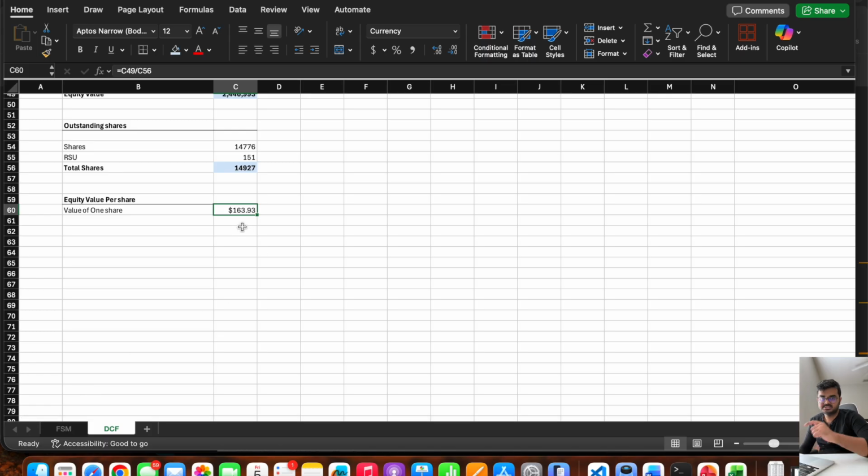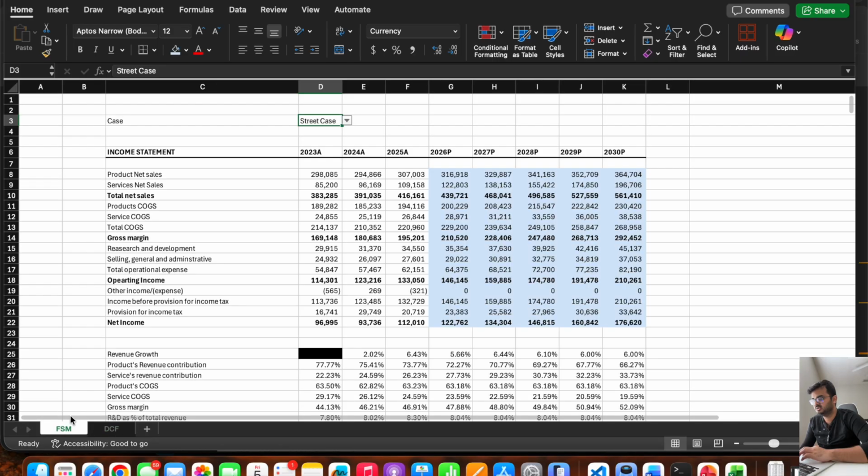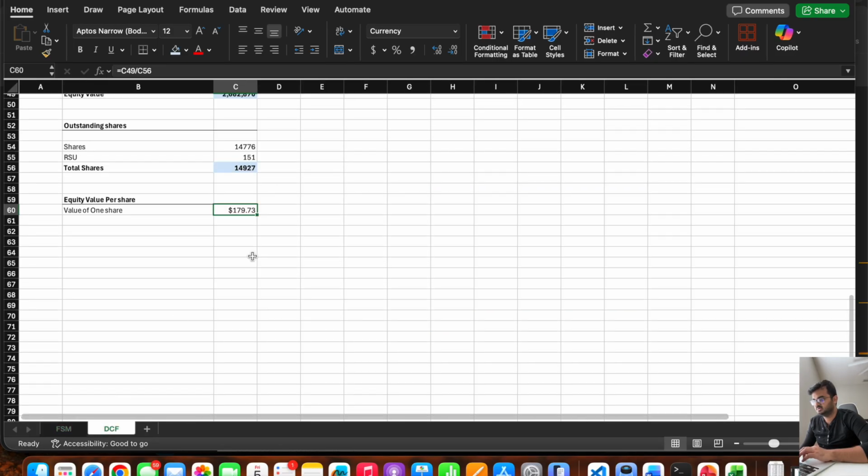Say right now for the street case, the value per share is $163. If I switch it from street to bull case, you could see it says 179 billion. Since I already linked the financial statement model to this, I don't have to do a lot more work to get the value here. So this concludes all the 9 steps which I have mentioned.